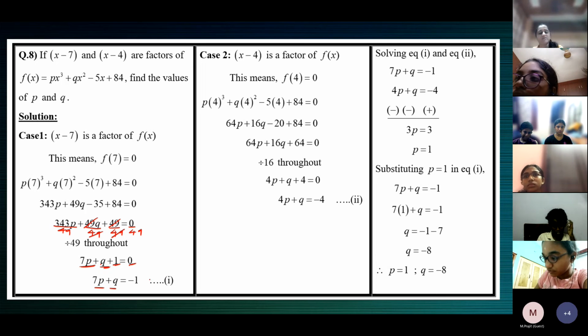Have p and q on one side. Take the number to the other side. That is the first equation. Now the second case.